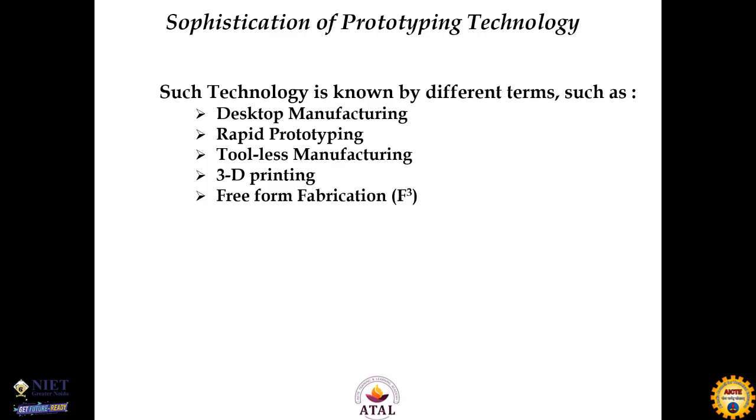Rapid prototyping was originally developed for prototyping purposes, and the first prototyping is why it is called rapid prototyping. Tool-less manufacturing: there is no need of any tool, fixtures, or setup. That's why it is called tool-less manufacturing, 3D printing. This process is somewhat similar to the printing process in 2D. Deposition of material layer by layer is why it is called 3D printing. Then free form fabrication, the F3 you can say. This is the latest technology and popularly known as FDM as well.